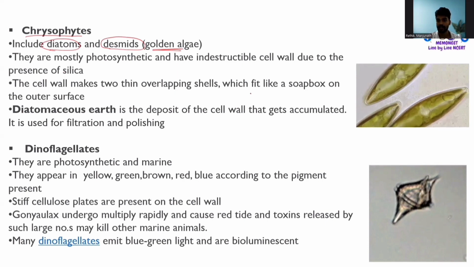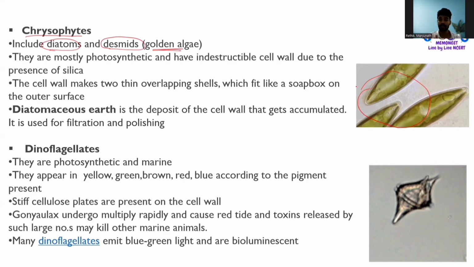As you can see in this diagram or video, they are very hard. That means they have an indestructible cell wall, made up of silica, and most of them are photosynthetic in nature. The shells overlap in such a way that they fit like a soap box on the outer surface. After death, they normally get accumulated on the surface.